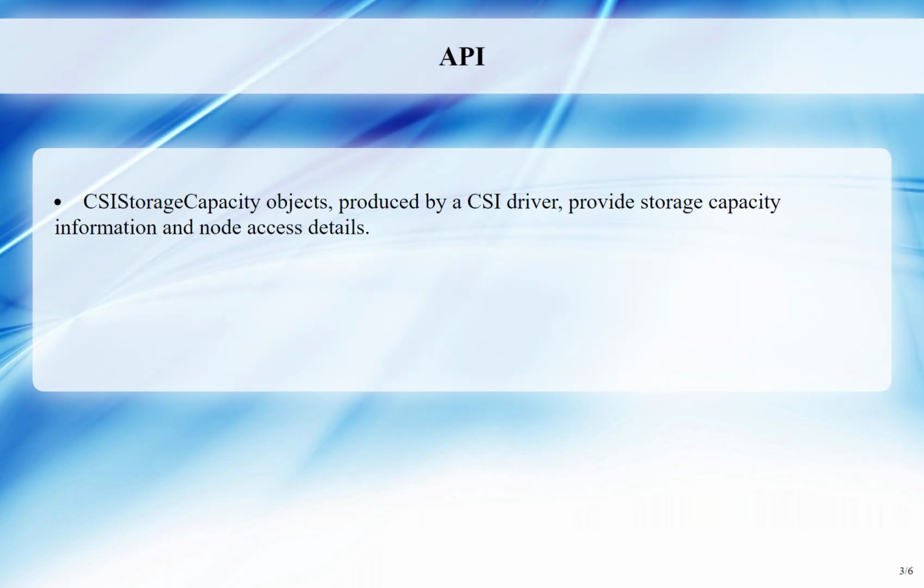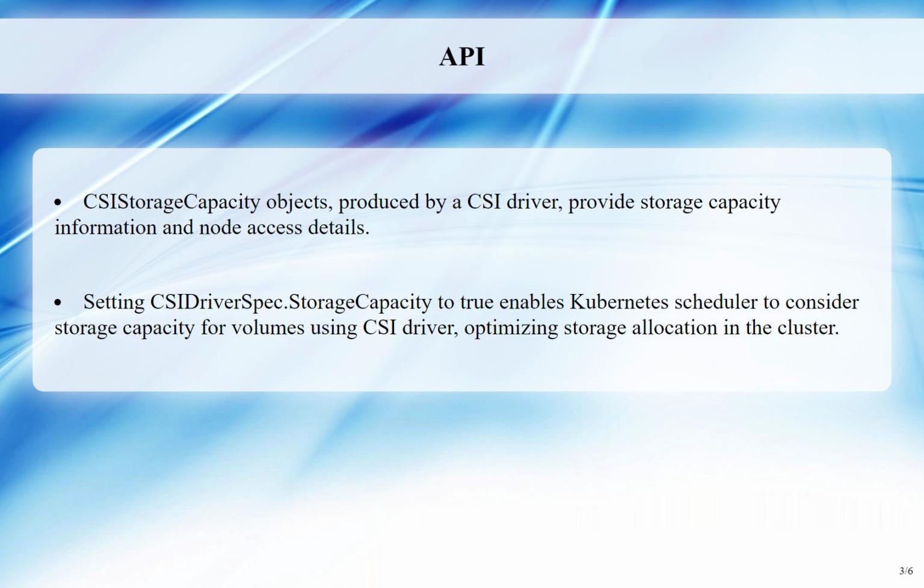The CSIStorageCapacity objects are API extensions that are produced by a CSI driver in the namespace where the driver is installed. These objects contain capacity information for a storage class and specify which nodes have access to that storage. The CSIDriver spec.storageCapacity field, when set to true, allows the Kubernetes scheduler to consider storage capacity for volumes using the CSI driver. This feature helps optimize storage allocation and distribution within the Kubernetes cluster.